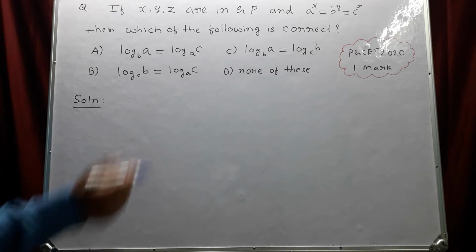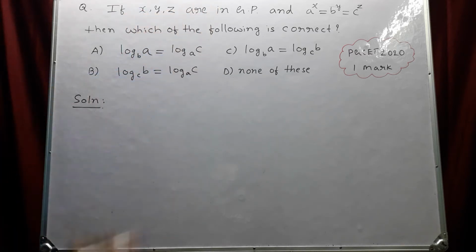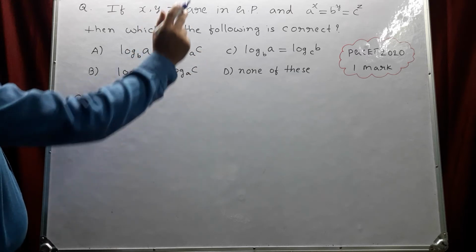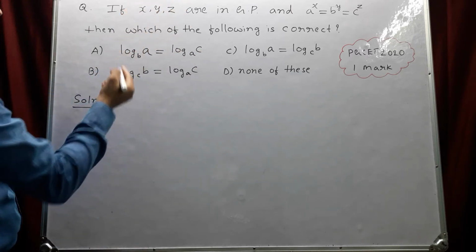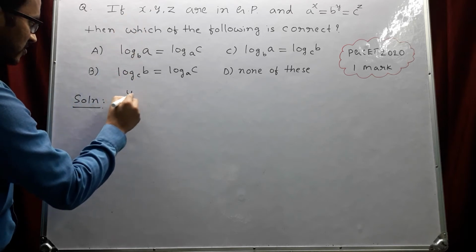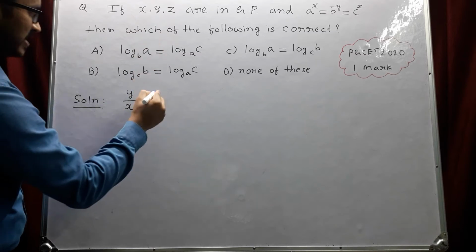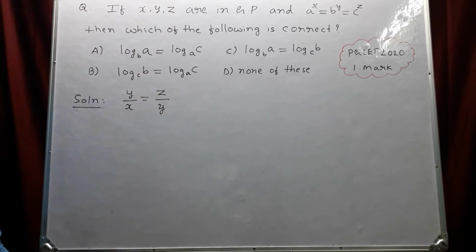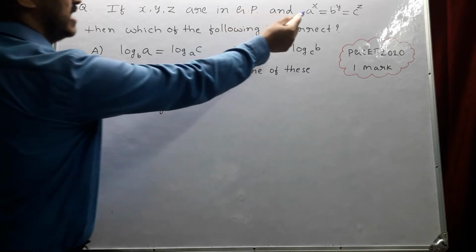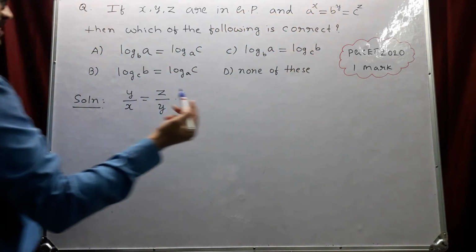Now they have given x, y, z are in GP. So as I told, the meaning of geometric progression: since x, y, z are in GP, what can we write? y by x is the same as z by y. And they have given a power x is equals to b power y is equals to c power z.